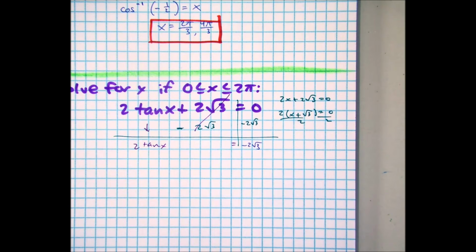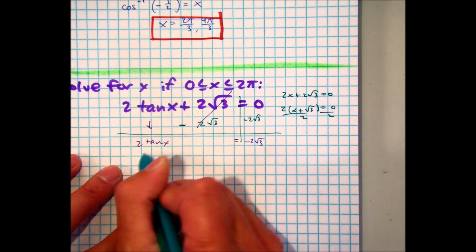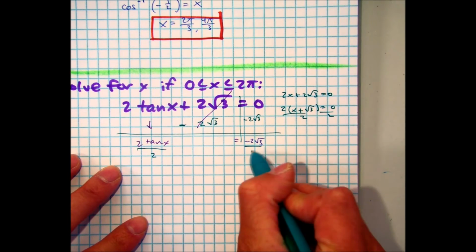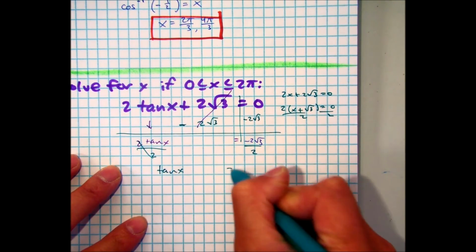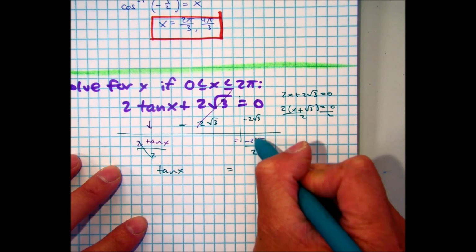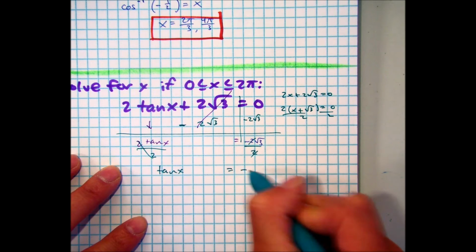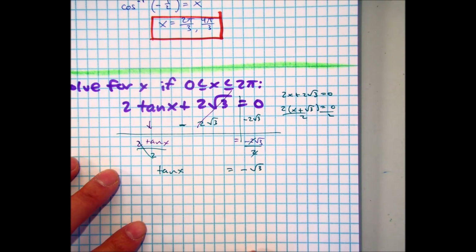Class, how do I get tangent x by itself? And this is where I said your answer will be the same. You're going to be left with tangent x equals, the 2's cancel, right? Because this is negative 1 times 2. So you're left with negative radical 3. Raise your hand if you got that so far. Okay.